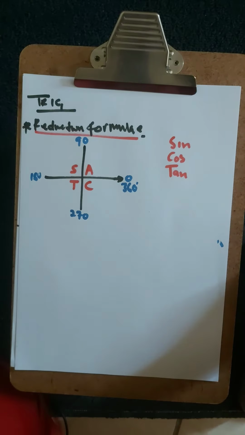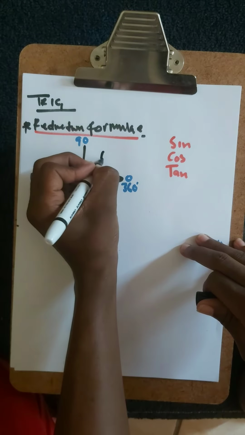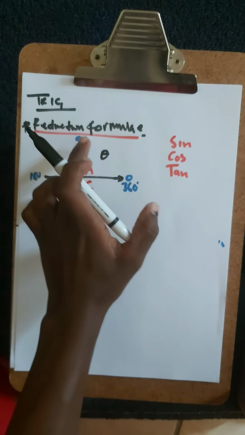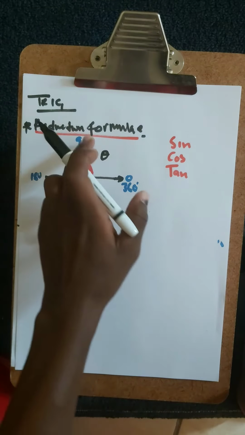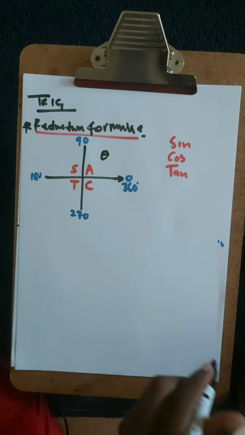Okay, so now when we take theta to be any acute angle, basically acute angles are the angles that are between 0 and 90 degrees. Those angles, we call them what? We call them acute angles. So if I take my theta to be an acute angle, it means it's in the first quadrant. It's between 0 and 90 degrees. So every time you see theta, just know that this theta is going to be an acute angle.